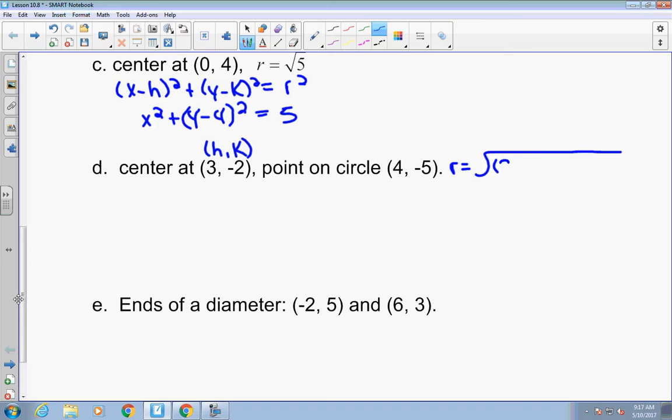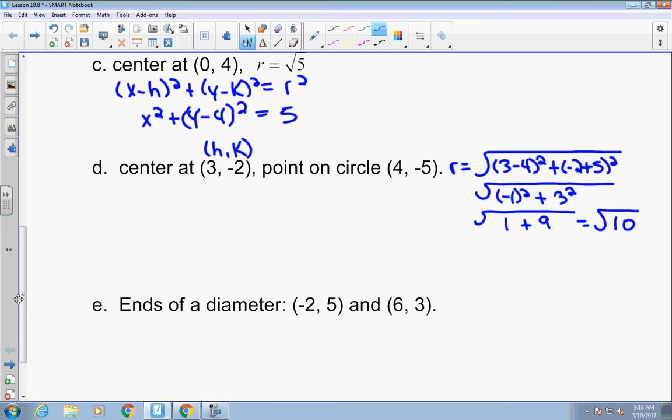So it would be 3 minus 4 quantity squared plus negative 2 minus 5 quantity squared. Oh, right, minus a negative, so that's good. So 3 minus 4 is negative 1 squared plus negative 2 plus 5 is 3 squared. Negative 1 squared is 1 plus 3 squared is 9, and I end up with radical 10 for my radius.